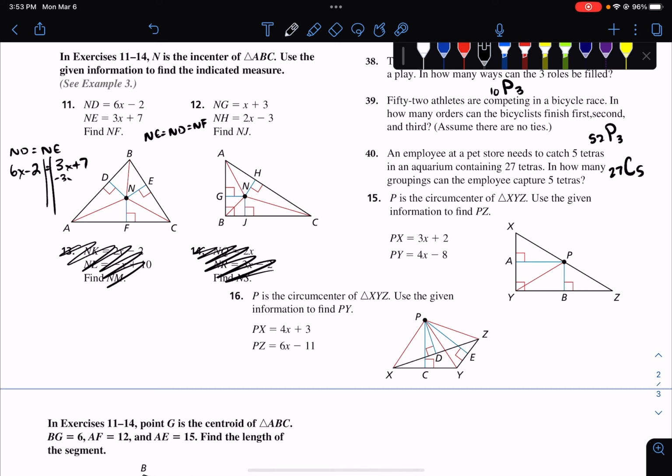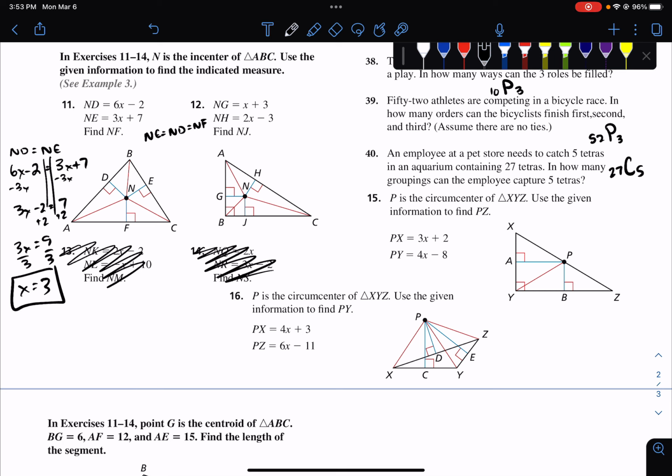I can minus 3x's over here, so I get 3x minus 2 equals 7, then I can add 2 to both sides, so 3x equals 9, and then I can divide by 3, so x equals 3. And I get really excited because I'm done, except that I'm not done. And if you don't finish the problem, you're not going to get credit for the problem. This is the first step.